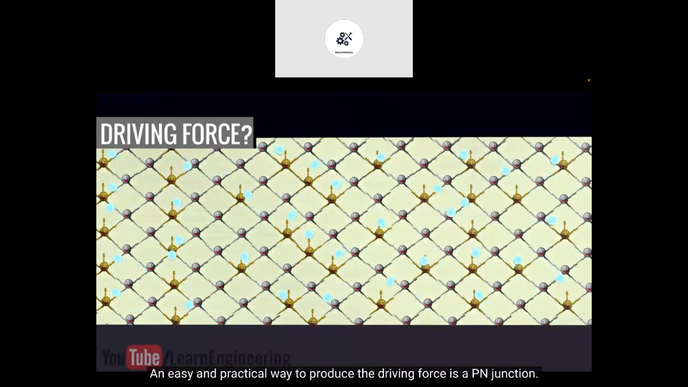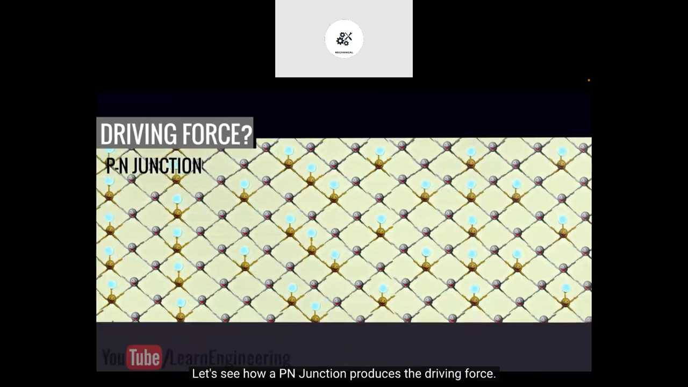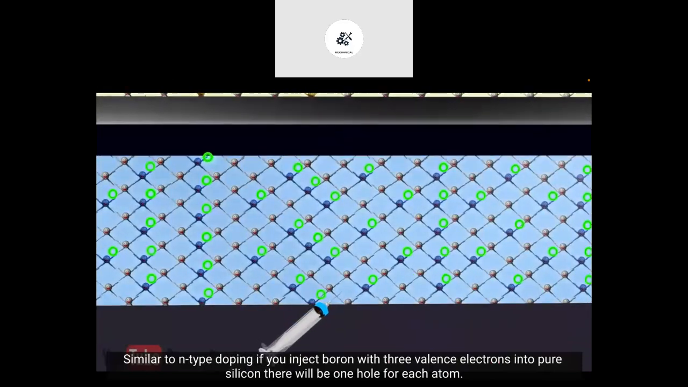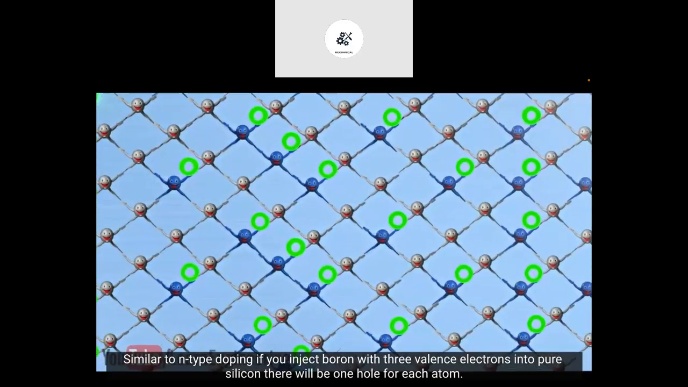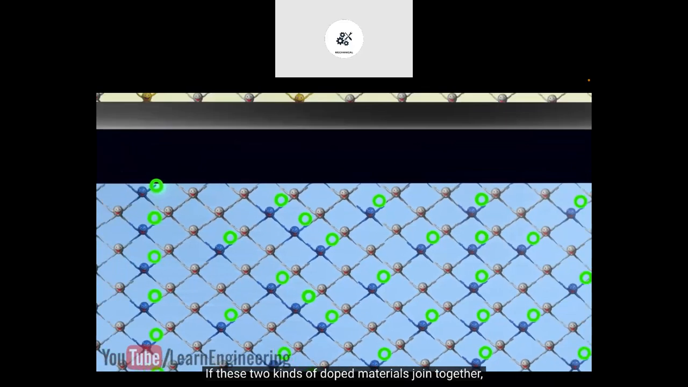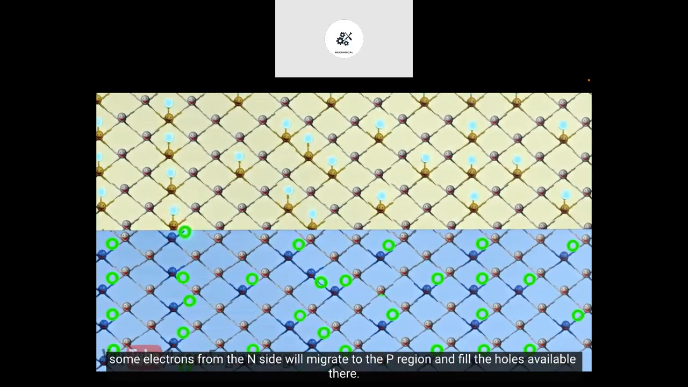To make the electron flow unidirectional, a driving force is needed. An easy and practical way to produce the driving force is a p-n junction. Let's see how a p-n junction produces the driving force. Similar to n-type doping, if you inject boron with 3 valence electrons into pure silicon, there will be 1 hole for each atom. This is called p-type doping.